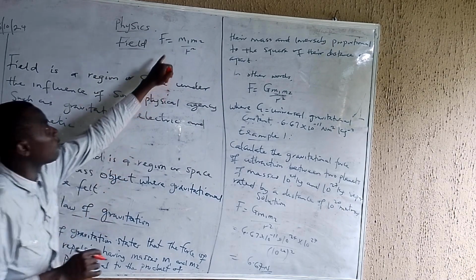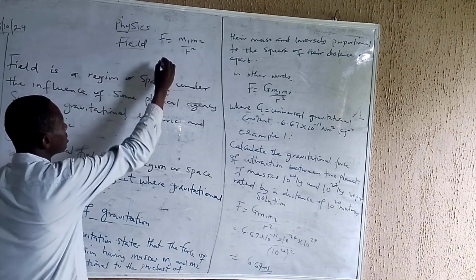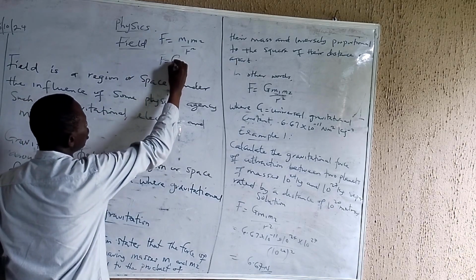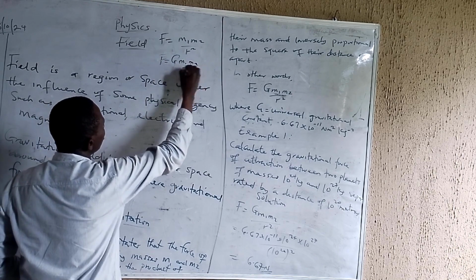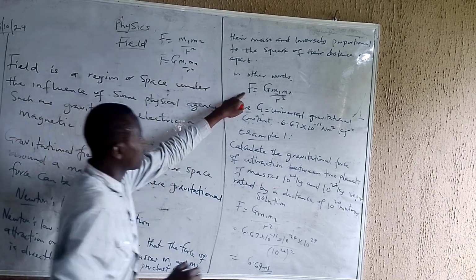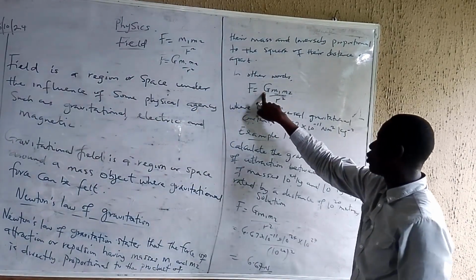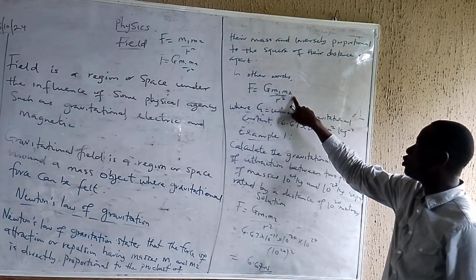Clear? So what we do is introduce what we call a constant. We put a constant G. And that gives F equal to G m1 m2 over r squared. That's what we call this. So that we have F equal to G m1 m2 over r squared.